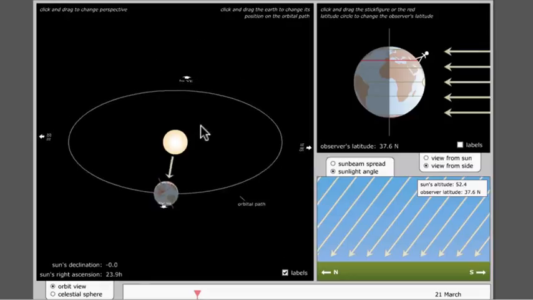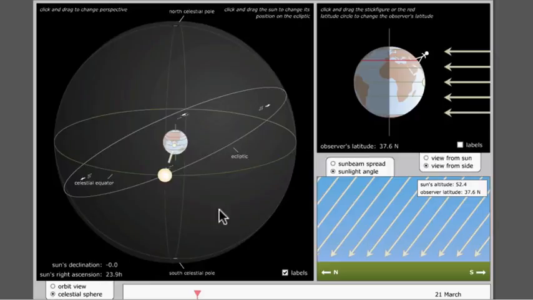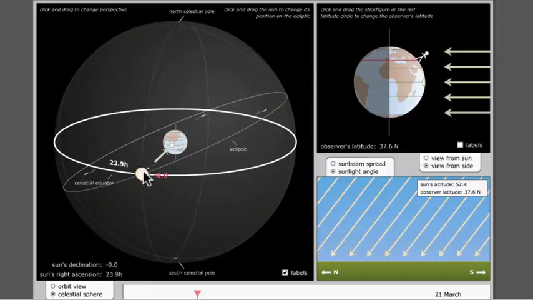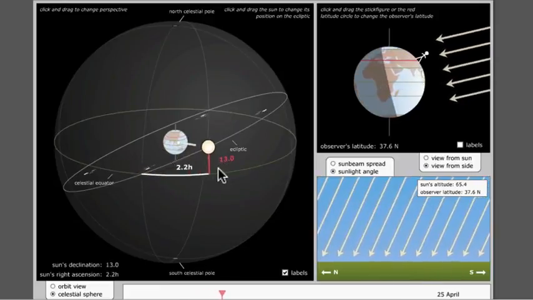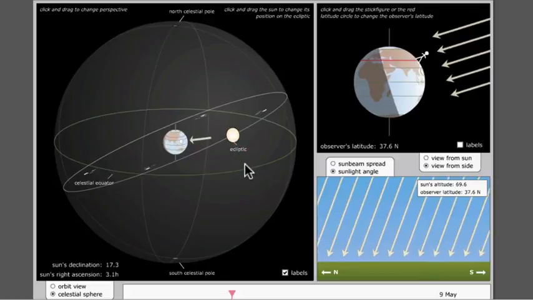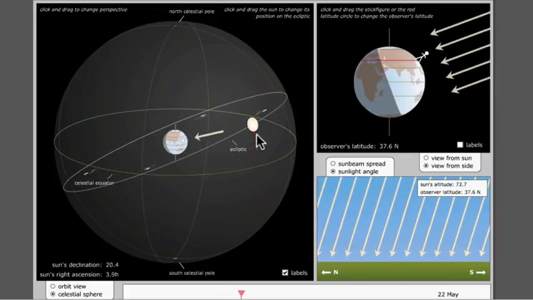Now, moving back to the celestial sphere, as time goes by, the sun moves around not the equator, but the ecliptic. So a few months later, the sun is now north of the celestial equator. Its declination at this point, its right ascension is 3 hours, so let's move it a little bit more. Its right ascension is 4 hours. That means that about 2 months have passed.